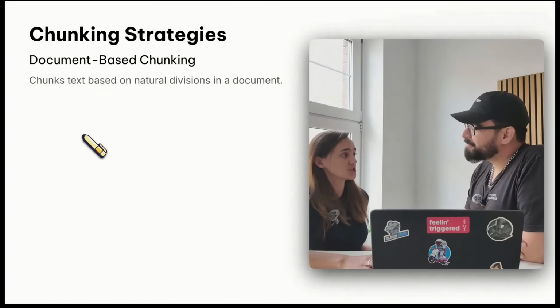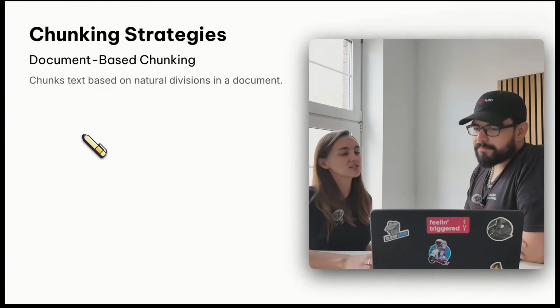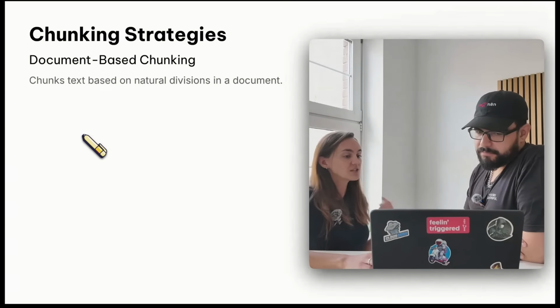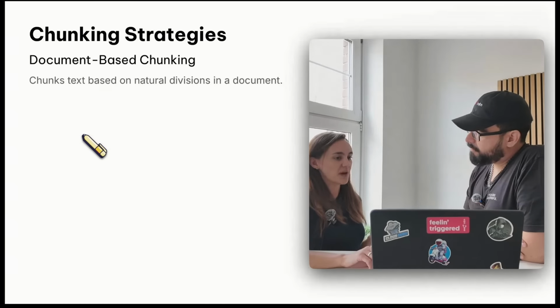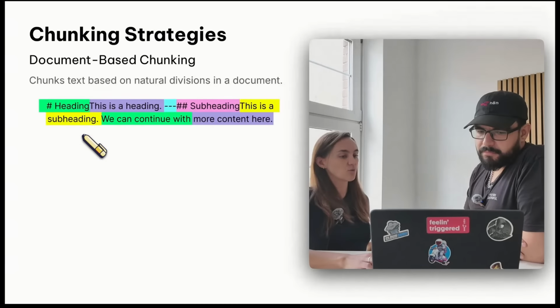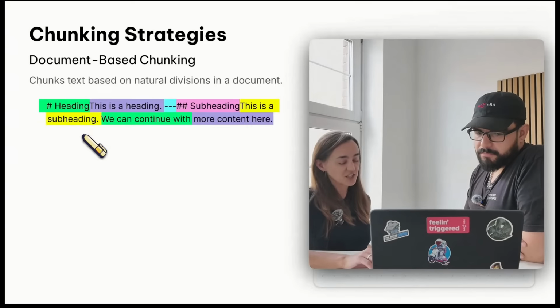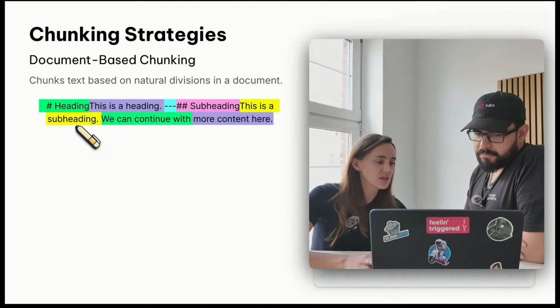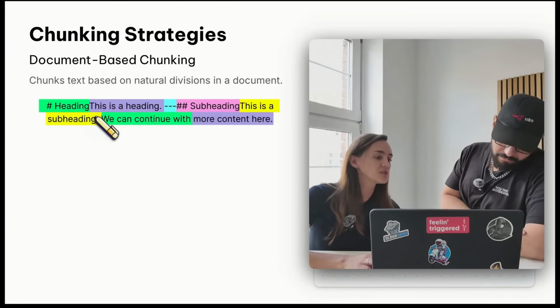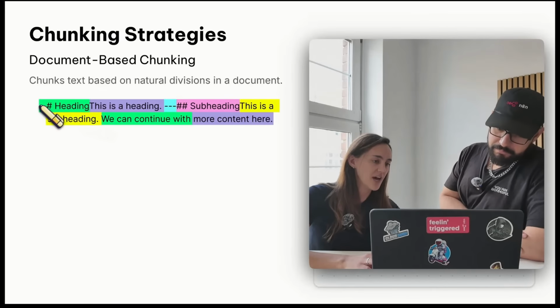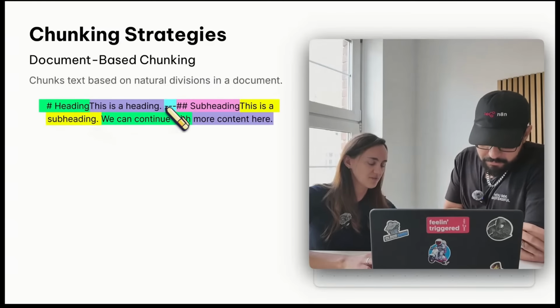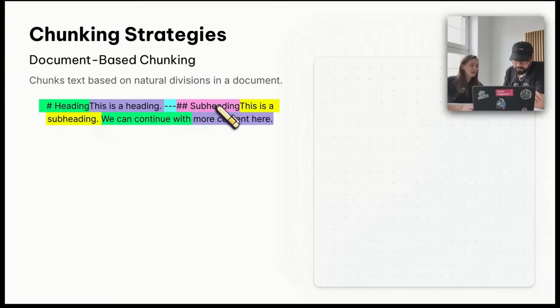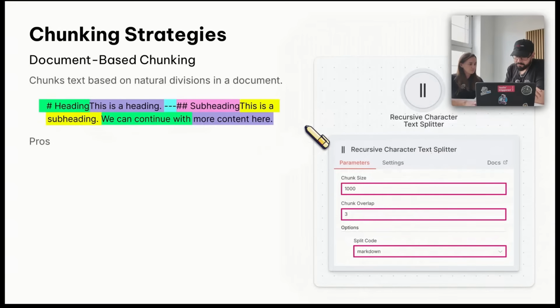That leads to the third chunking strategy available in n8n, which is my favorite and the one that I would personally use and recommend the most. This is document-based chunking. This is great because the chunks really respect the natural divisions in a document in a better way than recursive chunking. So you can see here that this is markdown. Here you have a heading, this is part of the heading, you have a subheading, etc.